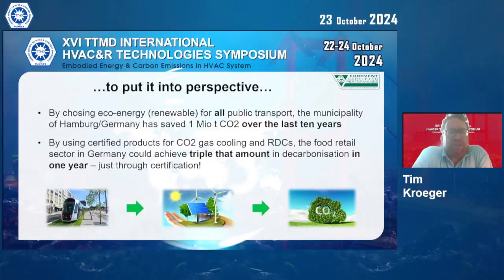And this measure, all of Hamburg public transport on renewable energy, has saved about 1 million tons of CO2 over the last 10 years. Now, taking into consideration the last slide that I showed you, we can do triple that amount in only 1 year for the food retail industry if we use certified products. That is a lot of CO2 footprint reduction, and decarbonization is in everyone's mind these days.